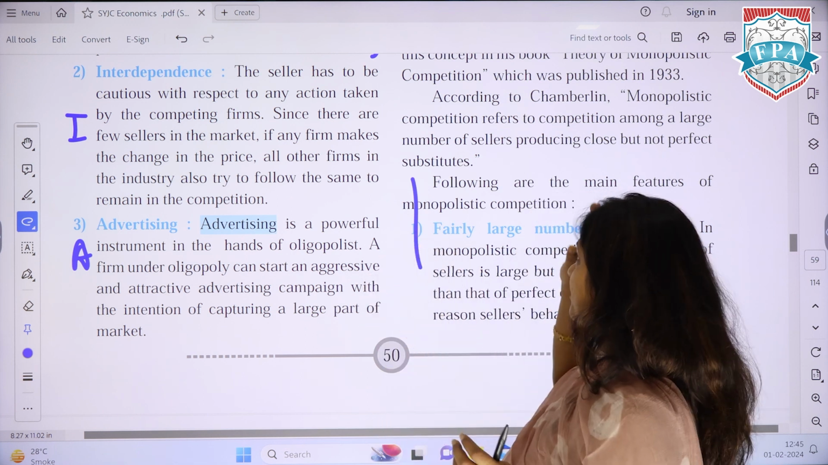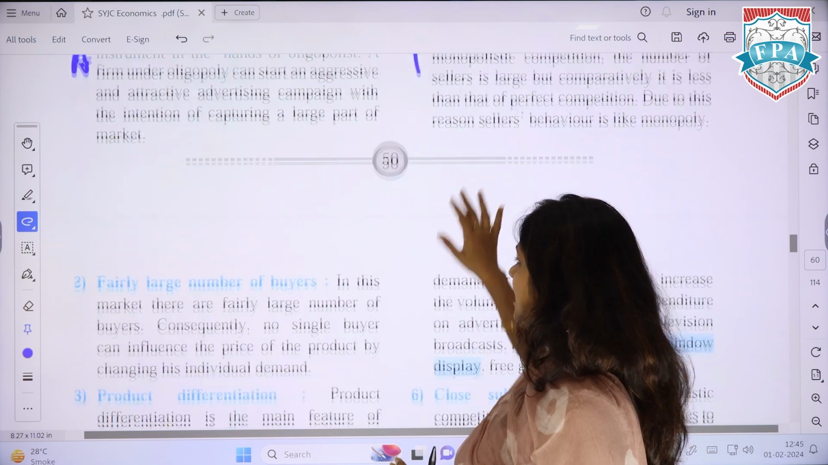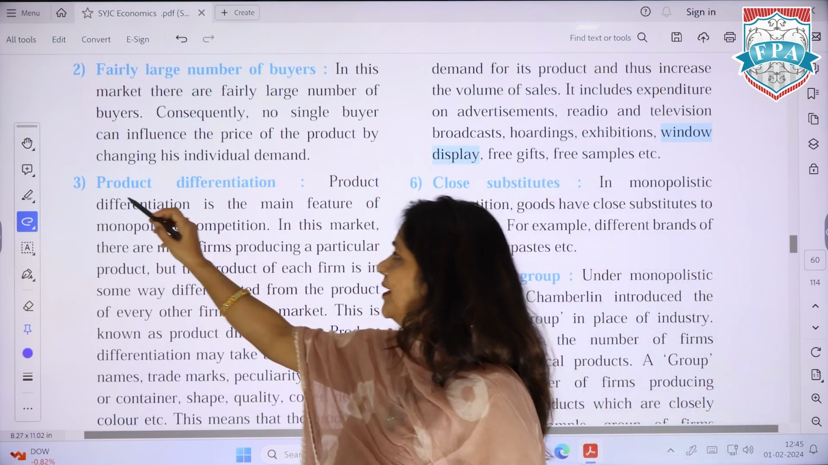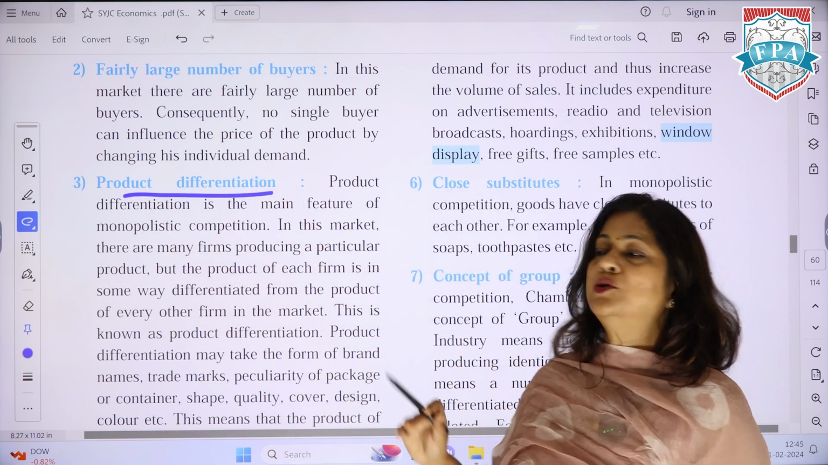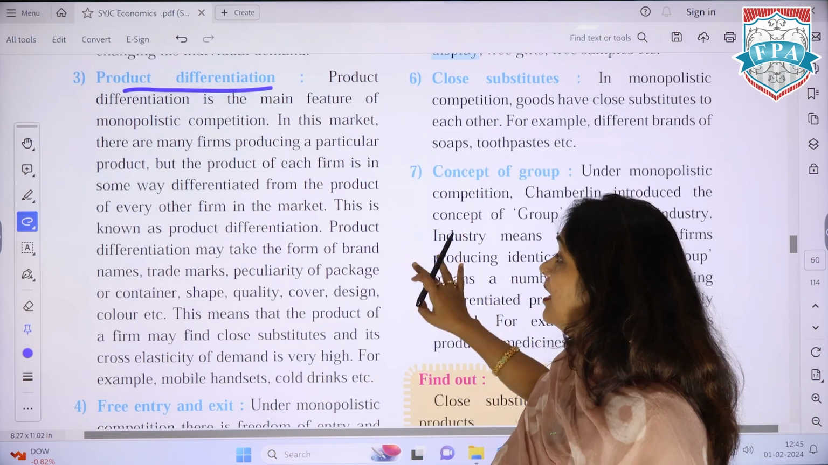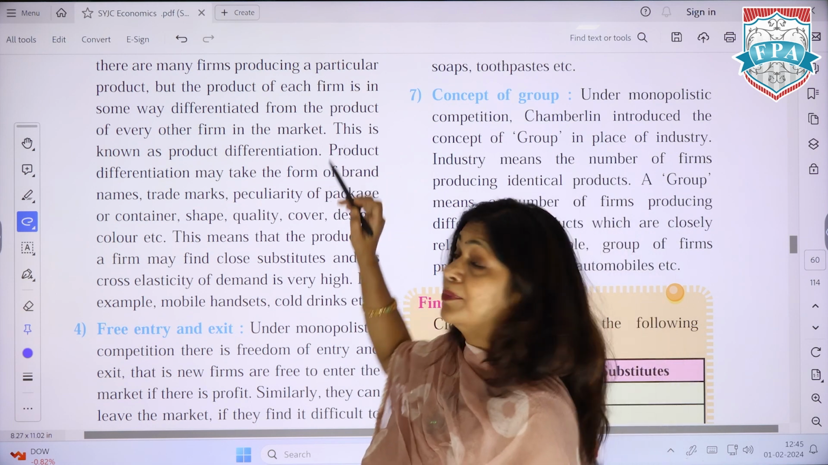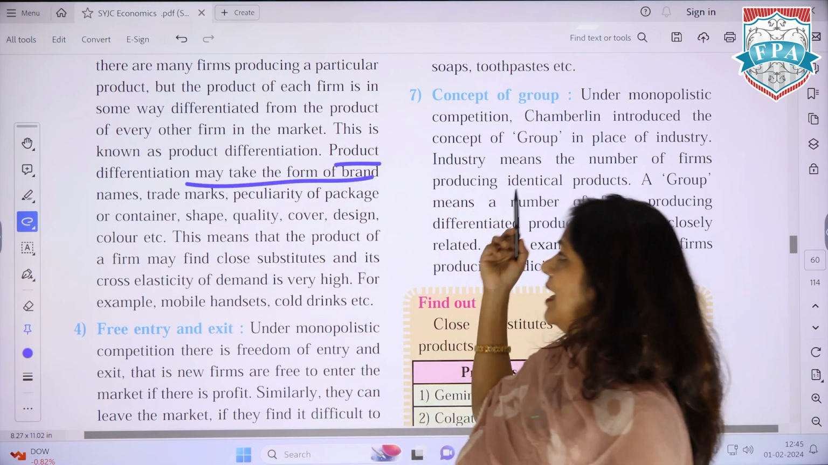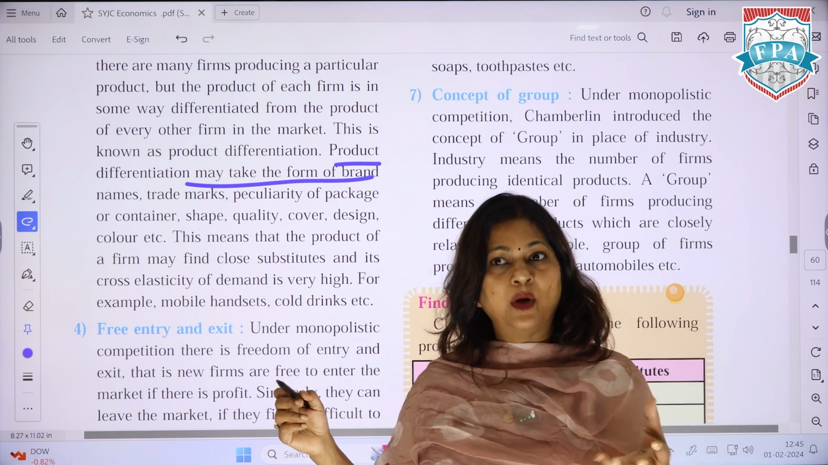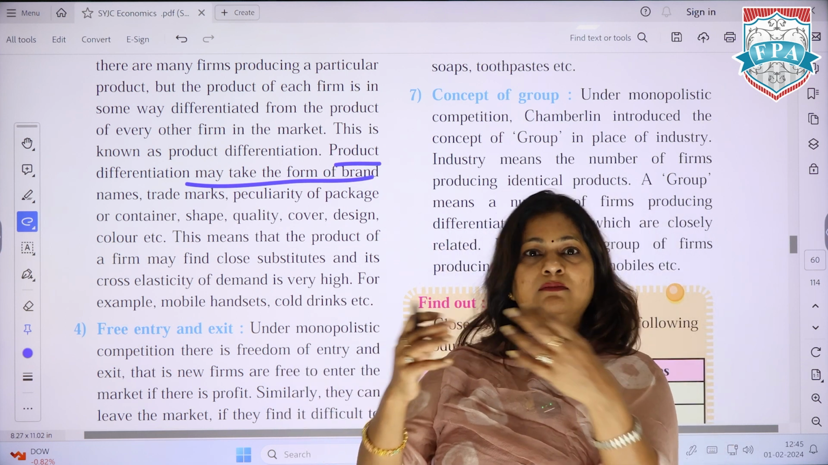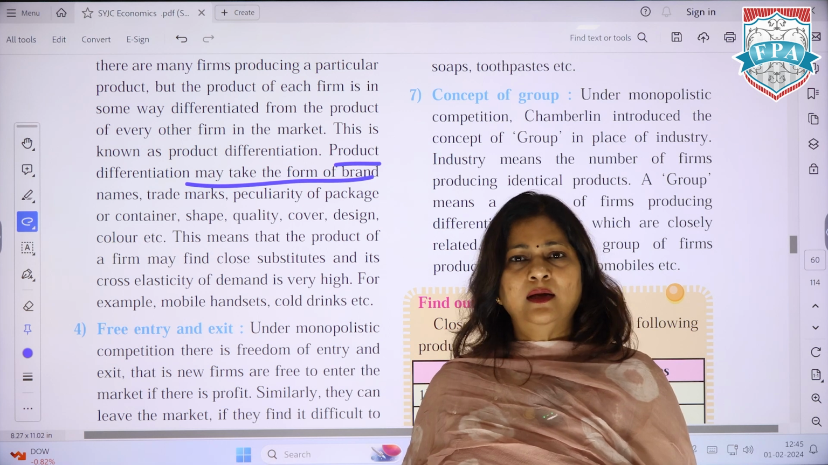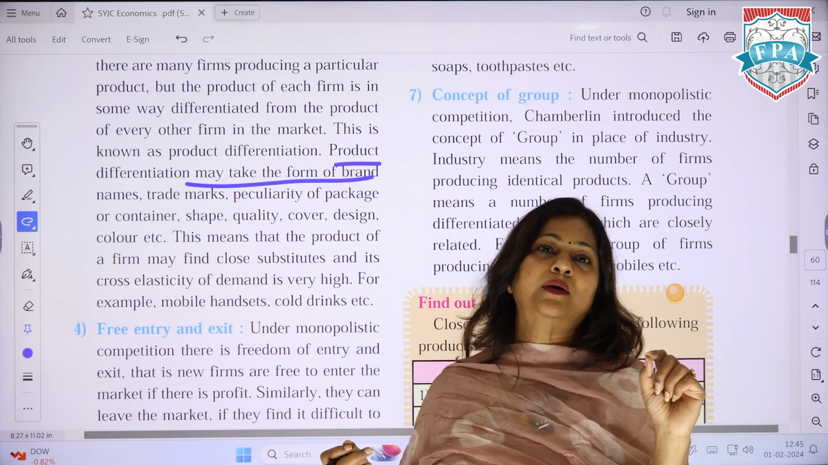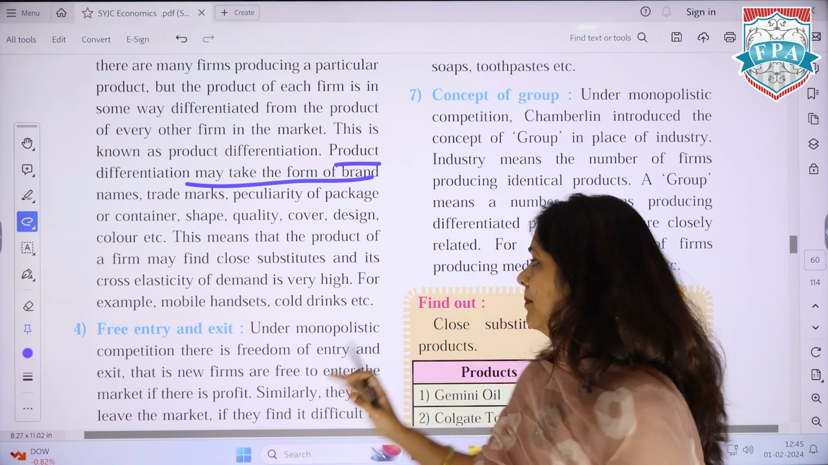So in case of monopolistic, fairly large number of buyers, fairly large number of sellers, but what is very important is the product is not homogeneous. Product is different. You can differentiate the product. You can get a short note also. The product differentiation may take the form of brand name, trade name, quality, shape. You can add some frills to it. कुछ भी product homogeneous नहीं है, and that's the most important characteristic of monopolistic competition.